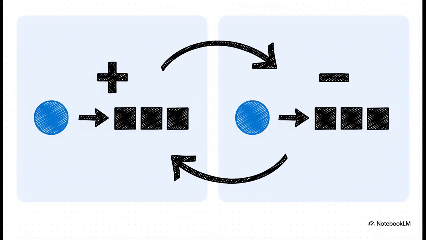And what's really cool is that this is a two-way street. You know, if you're looking at it from the circle's perspective, you multiply by 3 to find out how many squares you have. But if you start with the squares, you just do the reverse. You divide by 3 to get back to the number of circles. It works perfectly in both directions.